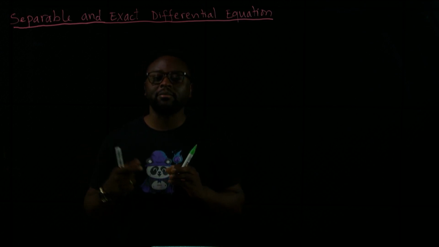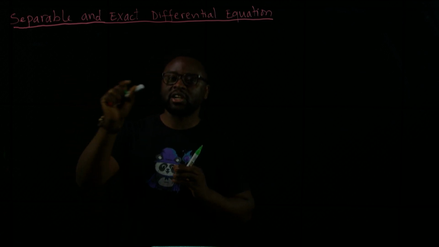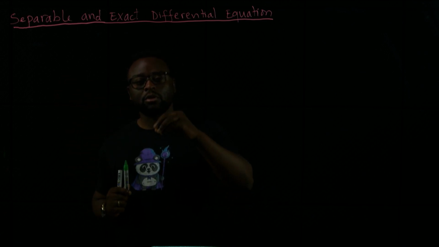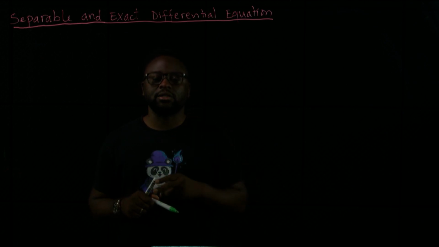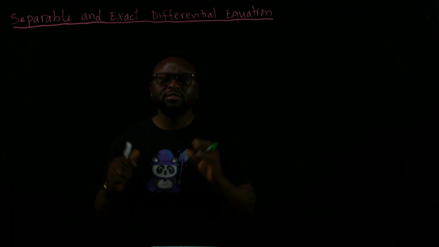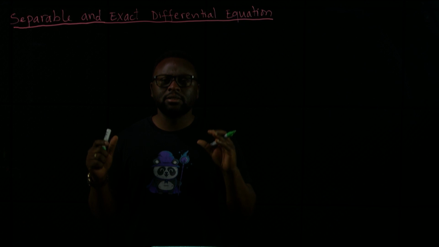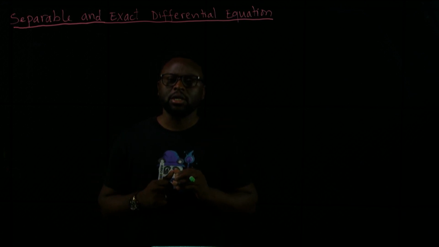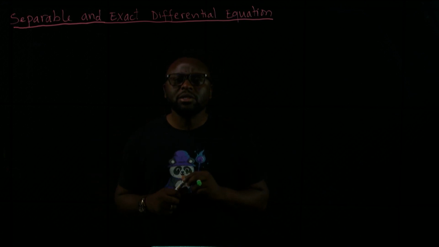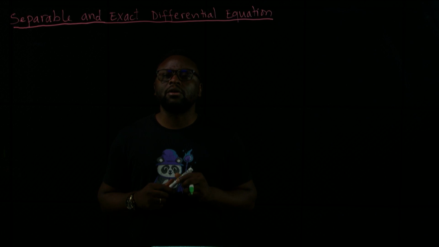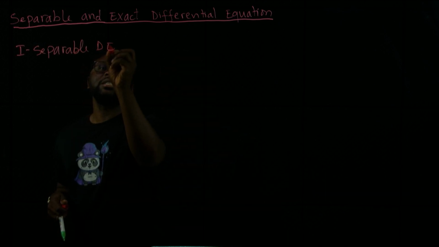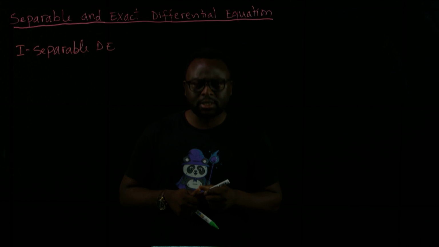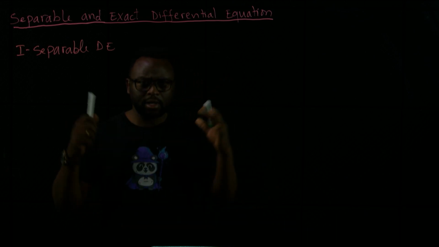So when it's one variable, we talk about ordinary differential equation. And when it's a function of more than one variable, we talk about partial differential equation, okay? So we have different methods and we have different types of differential equation. So in the first example, I want us to focus on the case of separable differential equation. DE means differential equation, okay? That's the short notation I'll be using in this video.